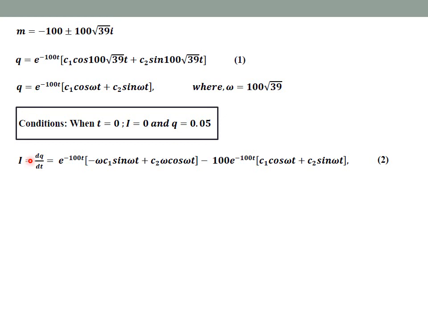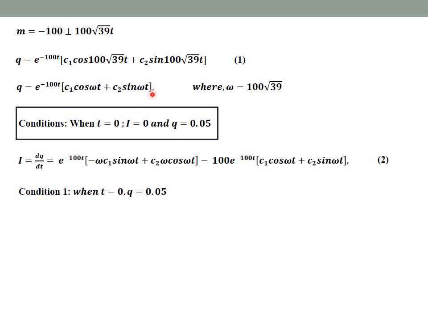Hope you are clear with this one. So given a problem, first find the differential equation, find the solution of that equation, and differentiate it with respect to t. This is your first step. Now we will apply the conditions. What is my first condition? Initially when time t is 0, q is equal to 0.05. So where shall I substitute this condition?